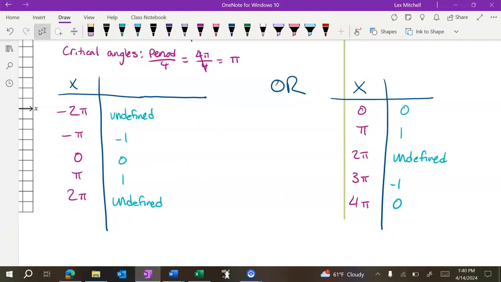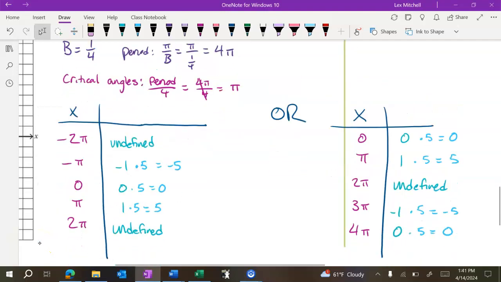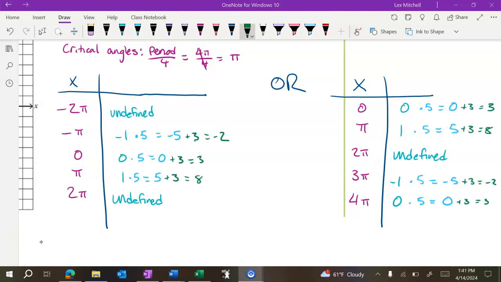So I'm going to multiply those other values by my amplitude. So I multiplied everything times 5, and then I'm going to add 3 because I have a vertical shift up 3. Again, undefined stays undefined. That does not change, but I'm going to add 3 to all of my other values. And those will be my final y values. So the last thing to do is pop them on my graph. Which I will do right now.